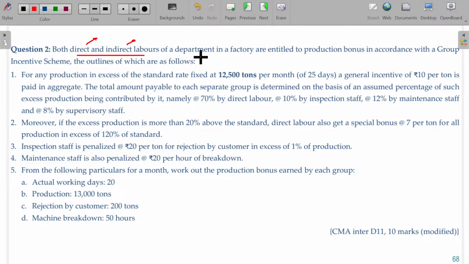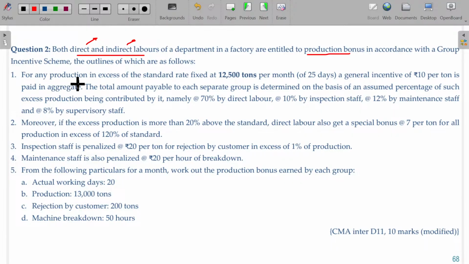Both direct and indirect laborers of a department in a factory are entitled to production bonus in accordance with the group incentive scheme, the outlines of which are as follows. All these models are like puzzles. In competitive examinations, questions are generic and you have to apply your logic then and there and solve the illustration. The same happens here. The questions are not pre-structured, formal illustrations. When preparing final accounts, we always have debit and credit, but here we don't. Read the question, understand what answer is expected and try to give that answer.